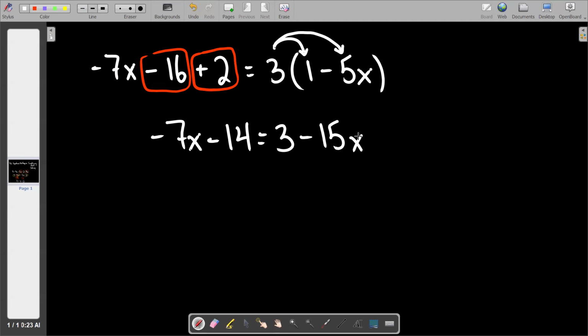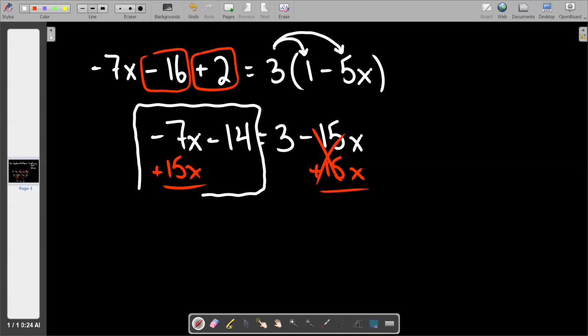What do we want to do to both sides now? Variable. Do you want to add 7x or add 15x? Add it. I agree, because it's smaller. What's my entire next line going to say? Negative 8x, yeah, -14 equals -3. Good.